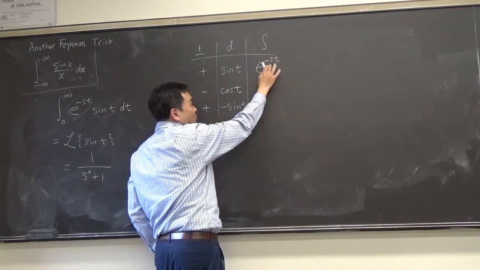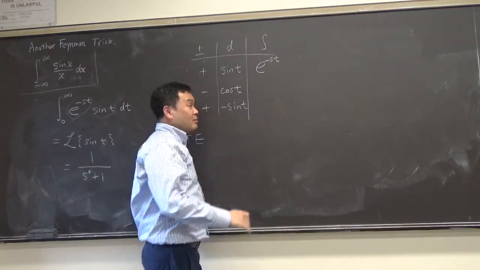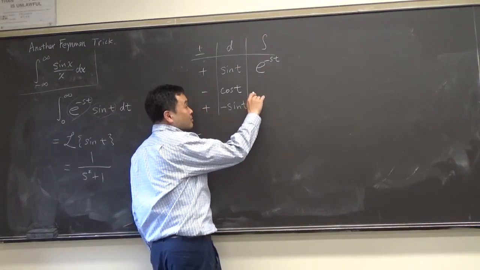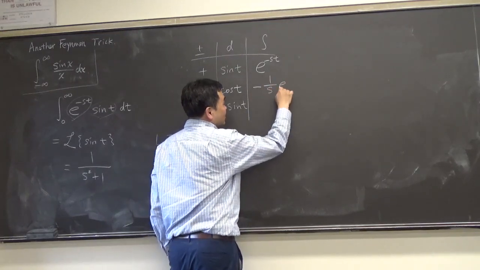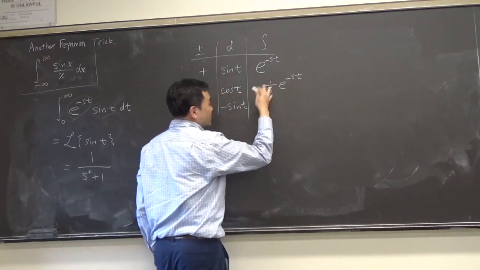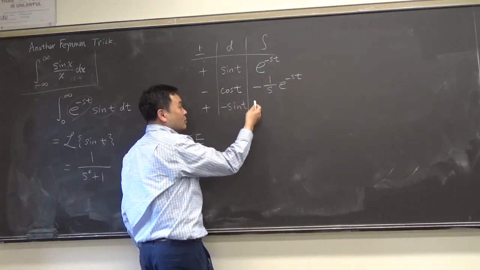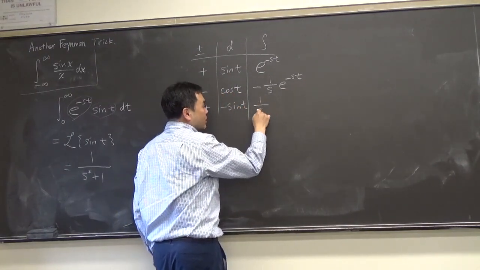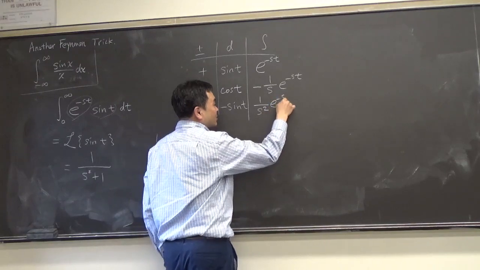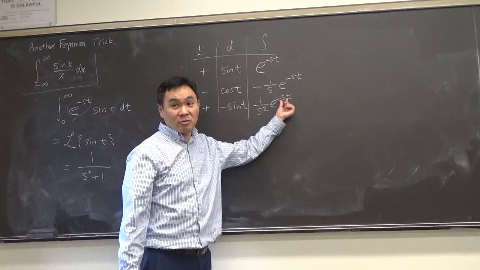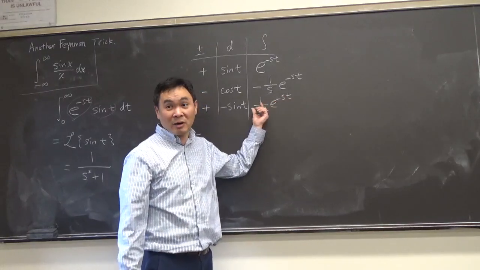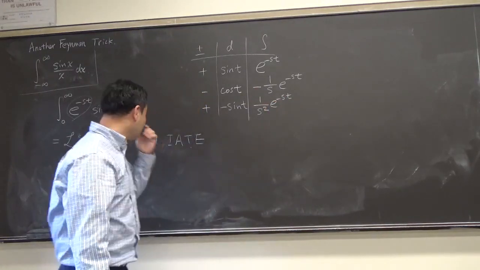Now we have to integrate. If you integrate e to the negative st, you get negative 1 over s e to the negative st. Integrate again, you get 1 over s squared e to the negative st. Right? So every time you integrate, the reciprocal of the thing in front of t would pop out. So that's why you get that.